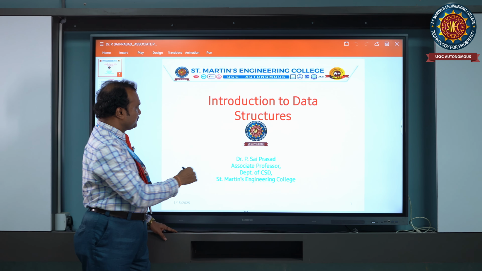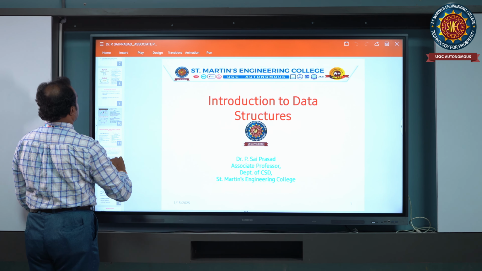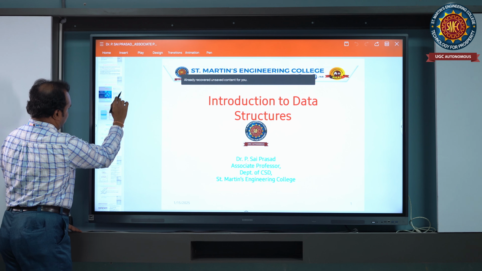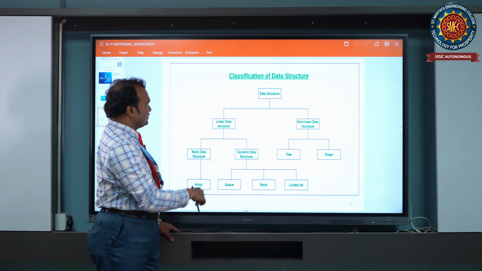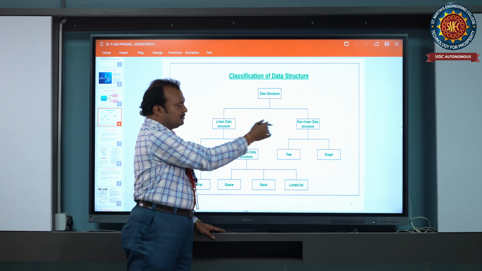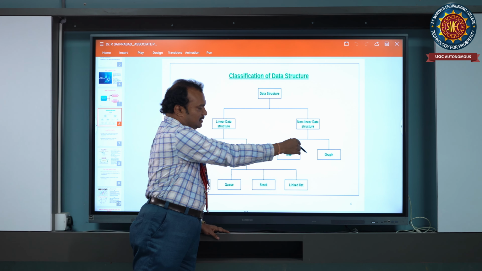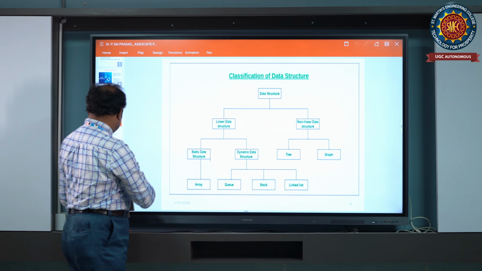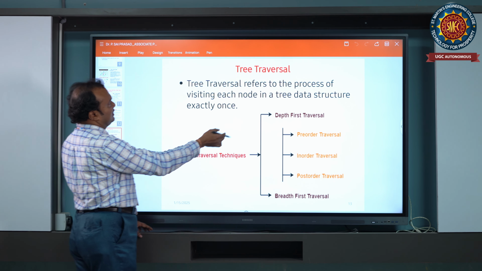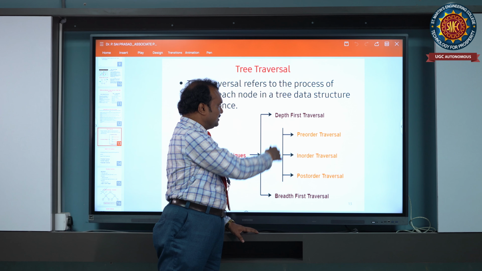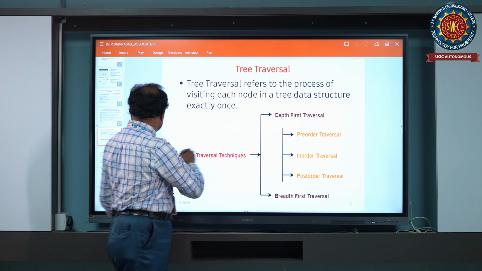Then coming to our PPT. Here in this diagram, we can easily identify the categories of data structures: linear, non-linear, linear again static and dynamic, array, queue, stack, tree, graph, linked list. Then coming to the last one, this is also the categories of tree traversals. This is the image where we can find them: pre-order, in-order, post-order, breadth first search traversal.